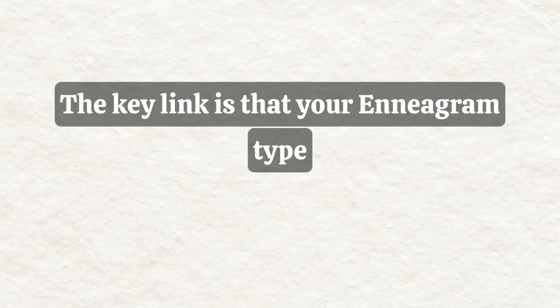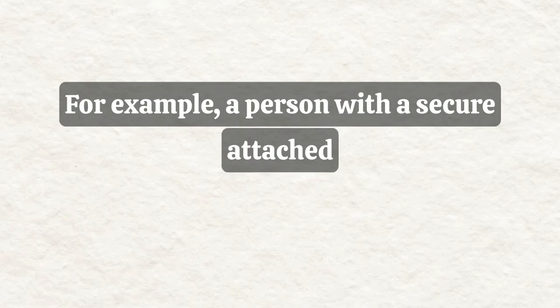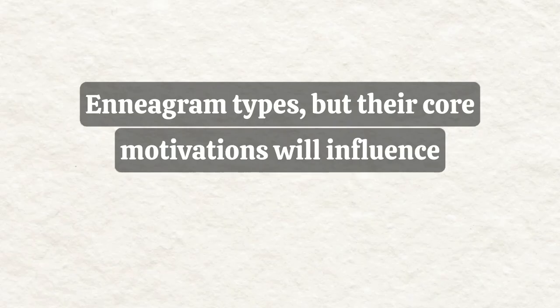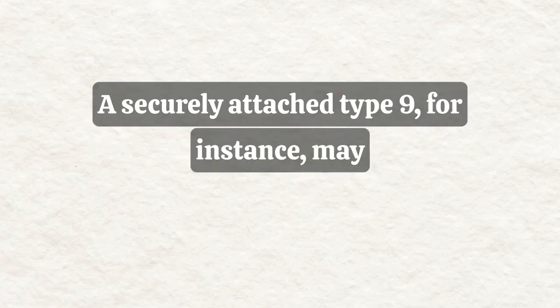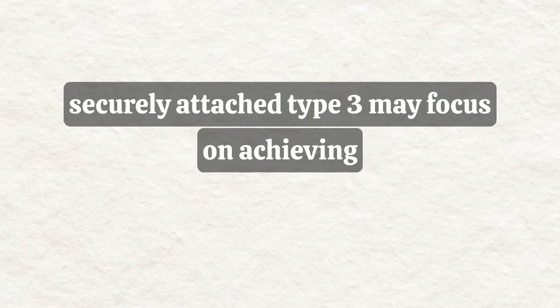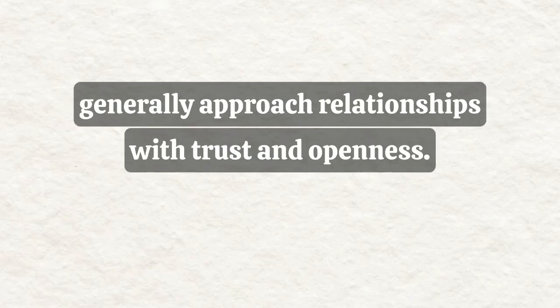The key link is that your Enneagram type shapes how you express your attachment style. For example, a person with a secure attachment style might fall into any of the 9 Enneagram types, but their core motivations will influence how they express their security. A securely attached type 9, for instance, may seek harmony and peace in their relationship, while a securely attached type 3 may focus on achieving success and validation from others, but both will generally approach relationships with trust and openness.